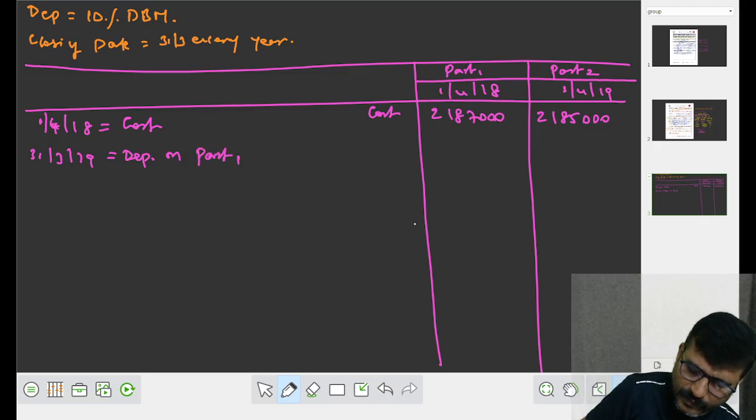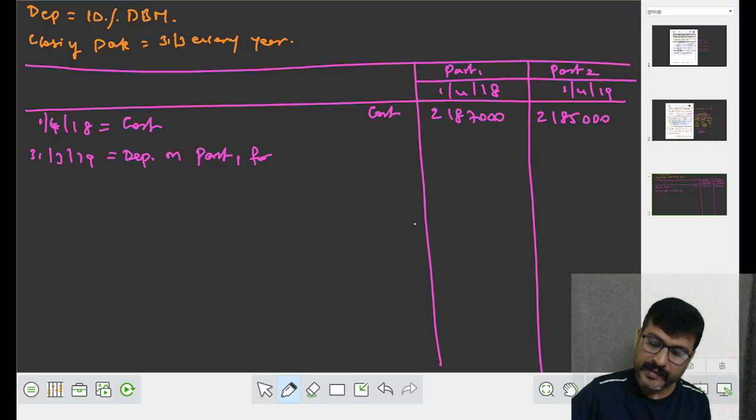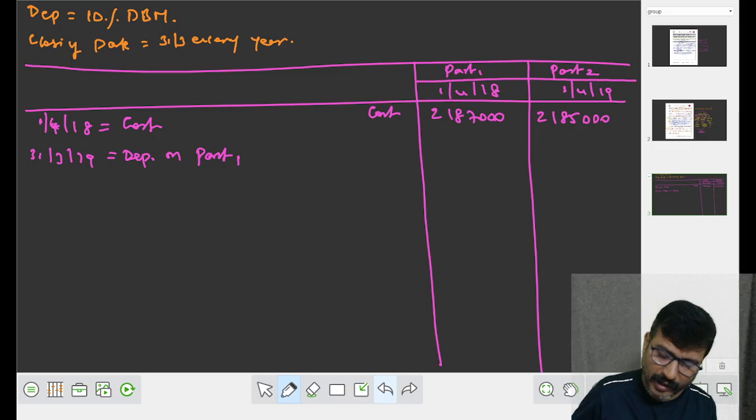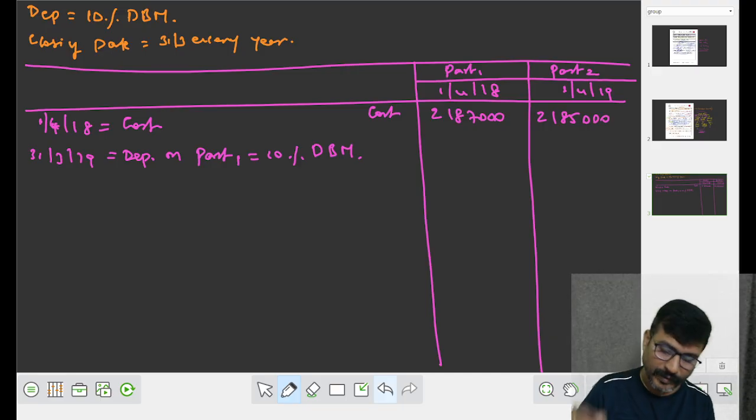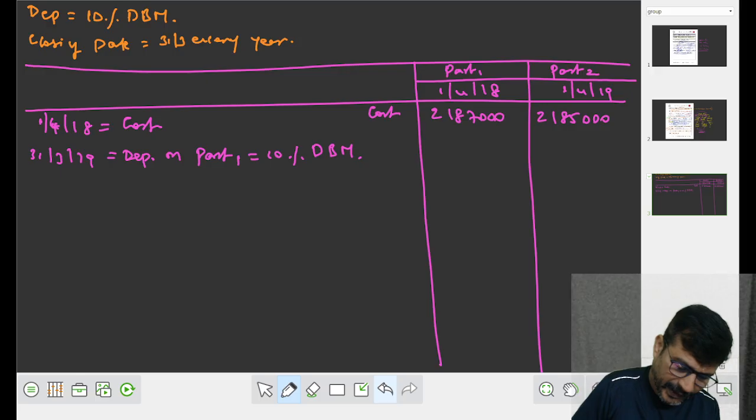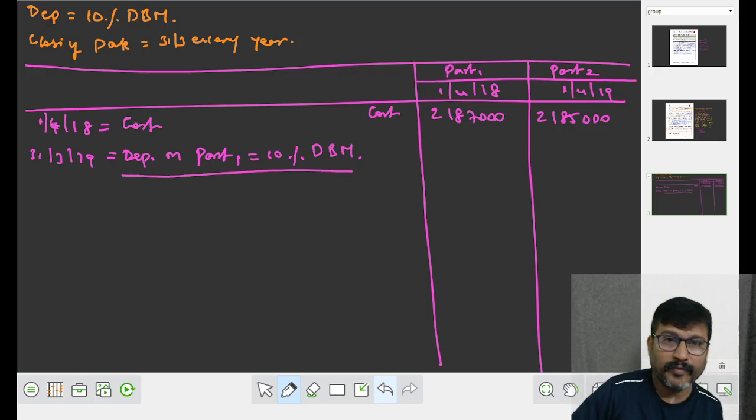Depreciation on part 1, for how many months? Depreciation on part 1, what percent? 10% diminishing balance method. From when to when? From April 18 to March 19. It means for how many months? For a period of 12 months.